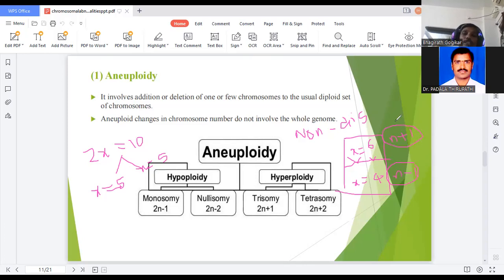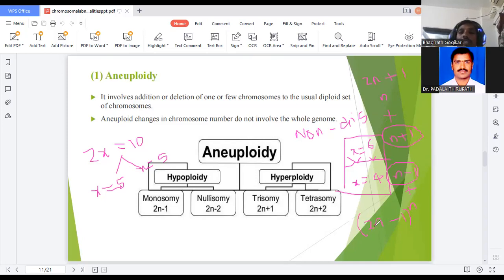So this N plus 1 gamete, at the time of fertilization, fertilizes with a normal gamete. What are you expecting in the next generation? The cells containing 2n plus 1. This n minus 1 gamete fertilized with a normal gamete. What are you expecting in the next progeny? The cells containing 2n minus 1. Are you getting my point?